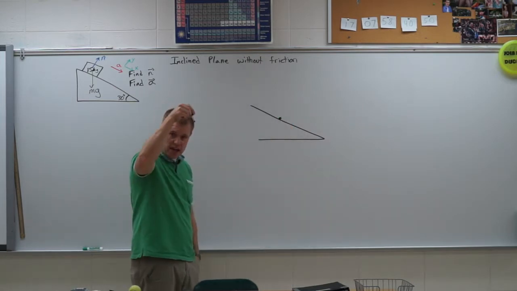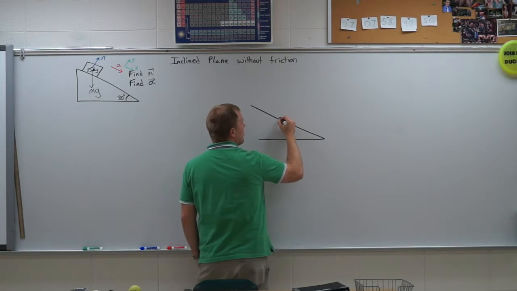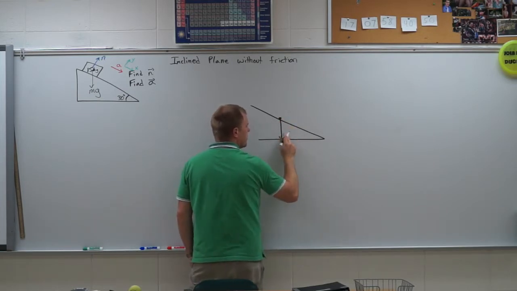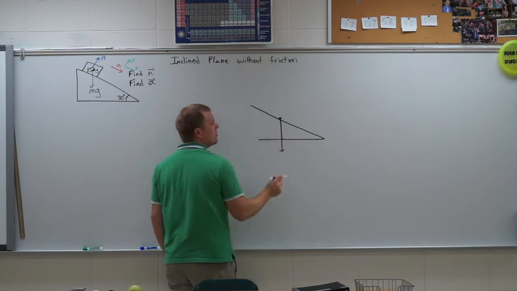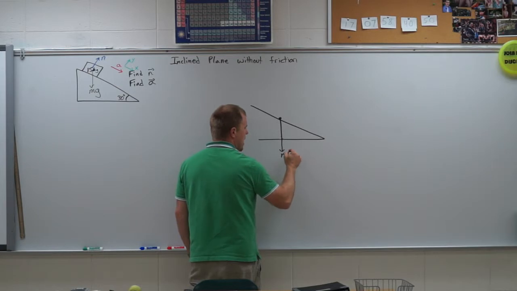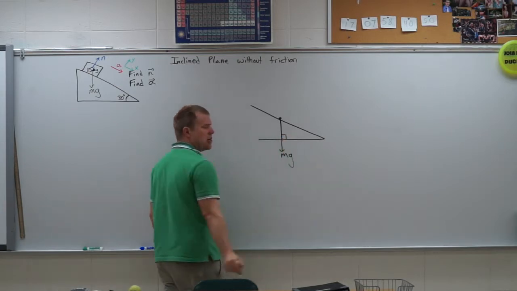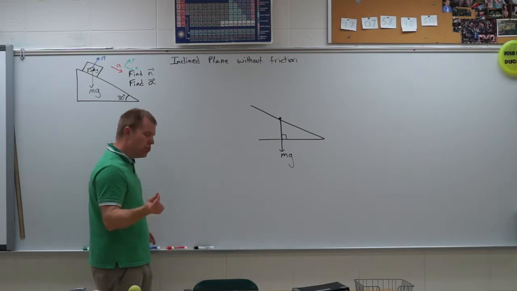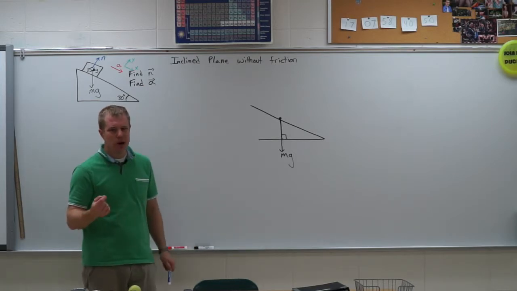So gravity always acts straight down toward the center of the earth here. And so maybe I'll draw that a little further. So this is the direction of that force of gravity, mg. Now you'll notice that it acts straight down, so this is a 90-degree angle. Okay. And now we do want to resolve it into components.